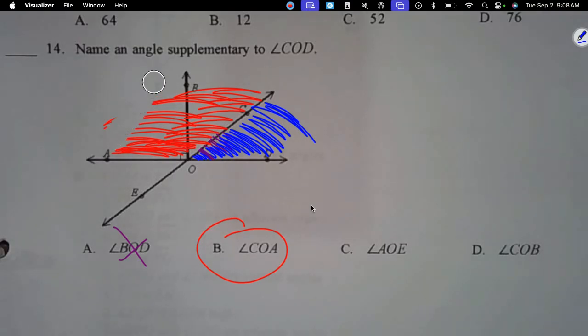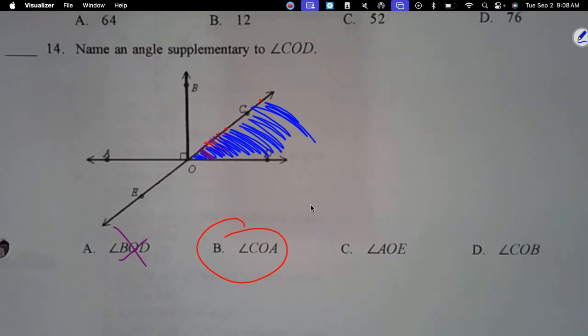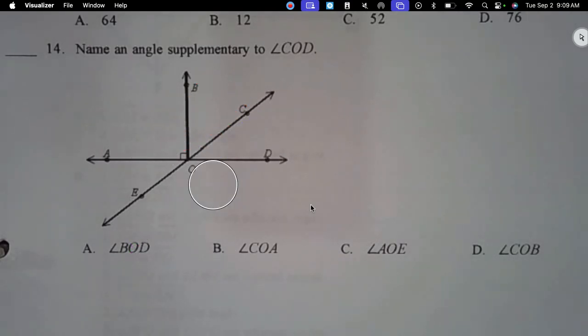Look, if I picked AOE, let me erase the red that I just did. There we go. If I picked AOE, does this make a full straight line? They're vertical angles, but no, I didn't shade a whole straight line. Does that make sense? So it's not AOE. COB would be this one, right here. Does that make a 180-degree angle? No, it doesn't make a straight line if I shade it on it. Okay, yes, no, do we get that? Supplementary just means did it make the whole straight line? Did it add to 180?